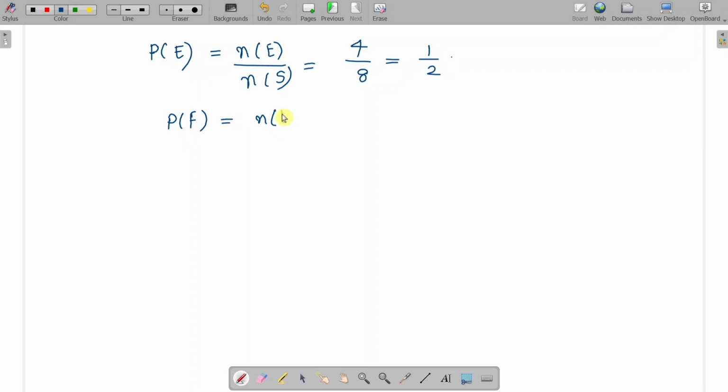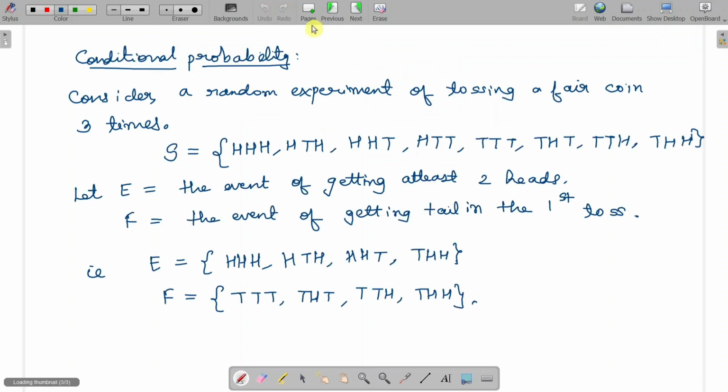Number of elements in the set F divided by number of elements in set S. So number of elements of F are what? 4, and number of elements of sample space are 8, so this will give you half, right. This we have seen in the 11th class, right.